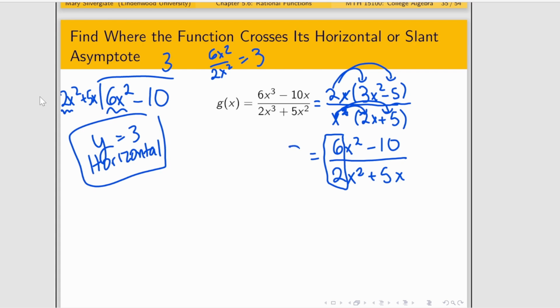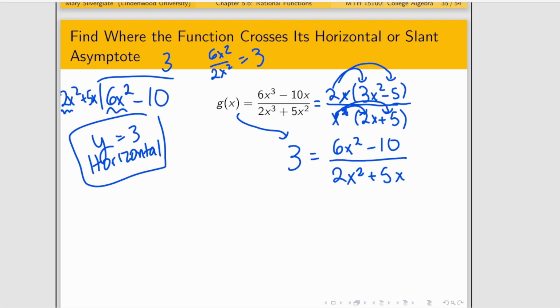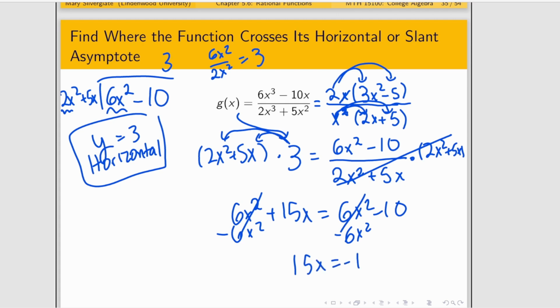Now we can plug in 3 for y in our simplified function in order to solve for x. So our first step that we'll want to do is on that denominator, we'll want to multiply that denominator to both sides. That makes 1, and then we can distribute the 3 in. 3 times 2x squared is 6x squared. 3 times 5x gets us plus 15x. 6x squared minus 10. Now when we subtract 6x squared from both sides, that is super nice. We're just left with 5x equals negative 10.